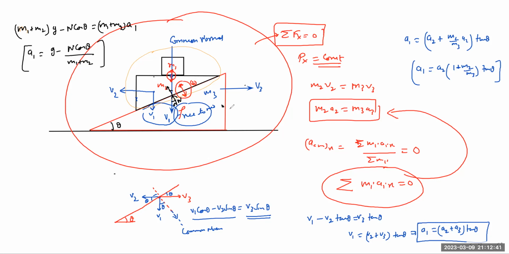And then what about this wedge? For this wedge, if you draw the free body diagram, it is N sin theta acting in the horizontal direction, right? And that will give you M3 A3. So what is A3 now? N sin theta by M3. So you know A1, you know A3, and not only this, you know other relations as well.